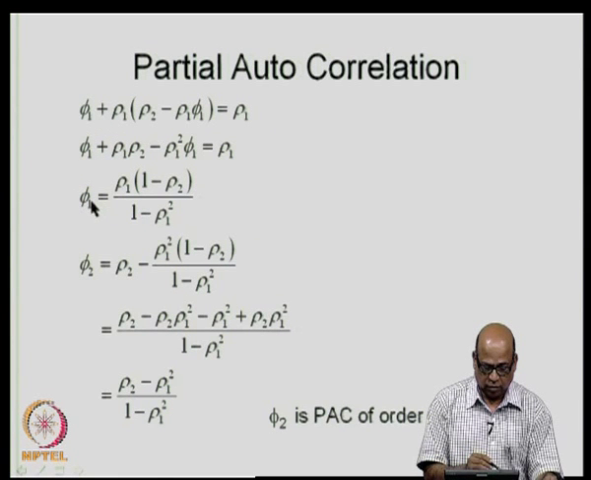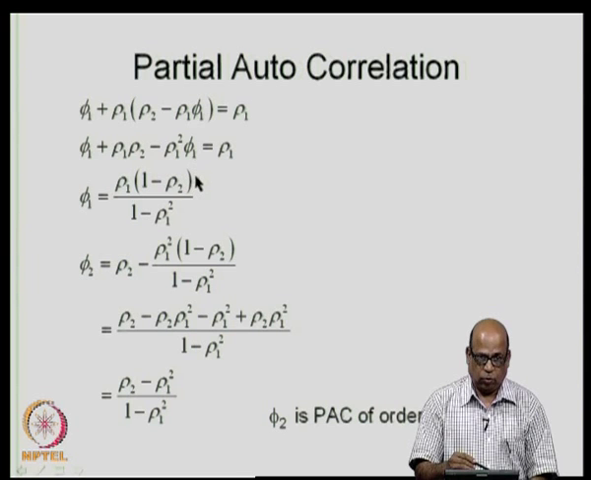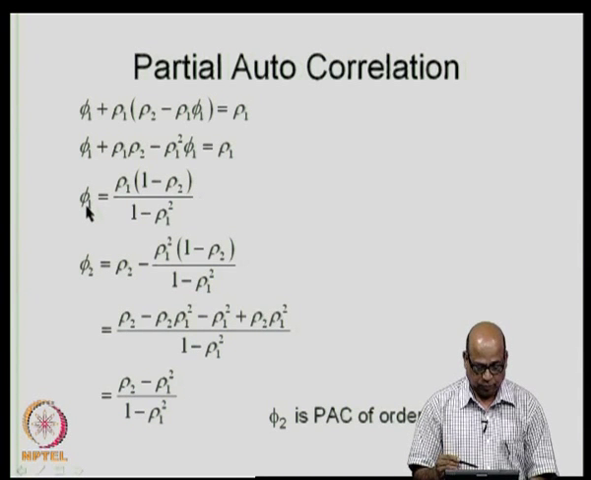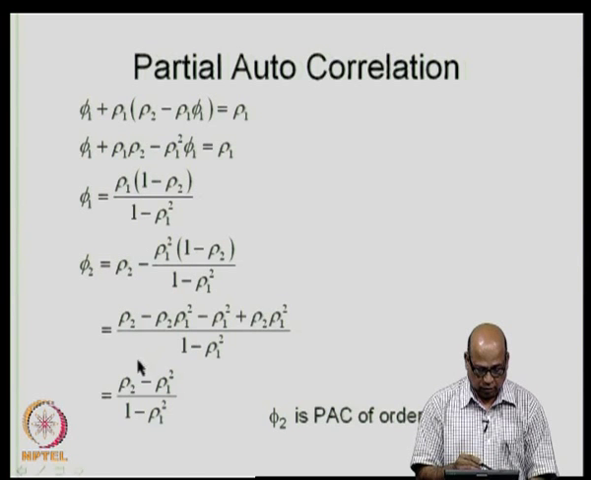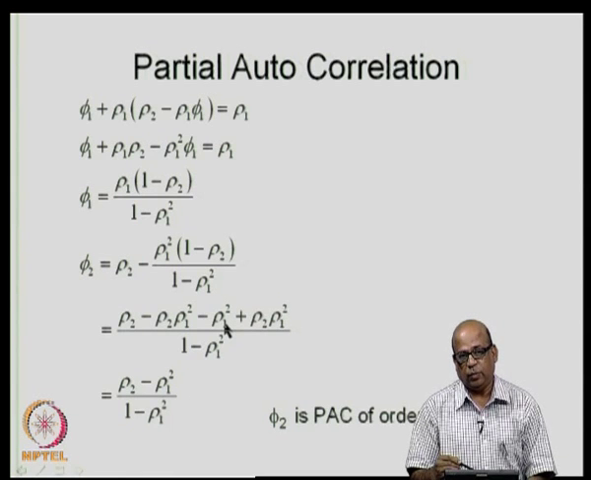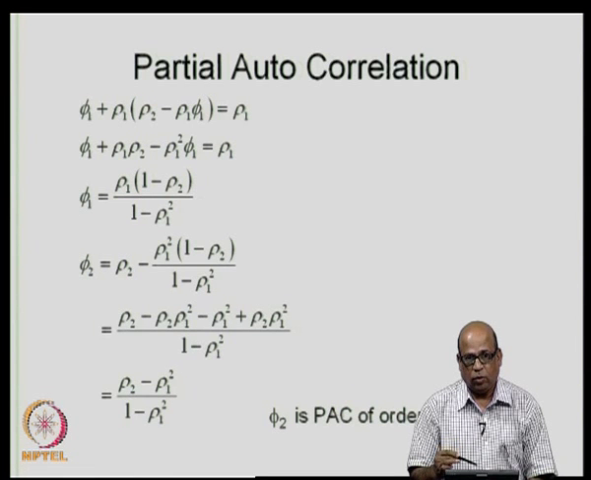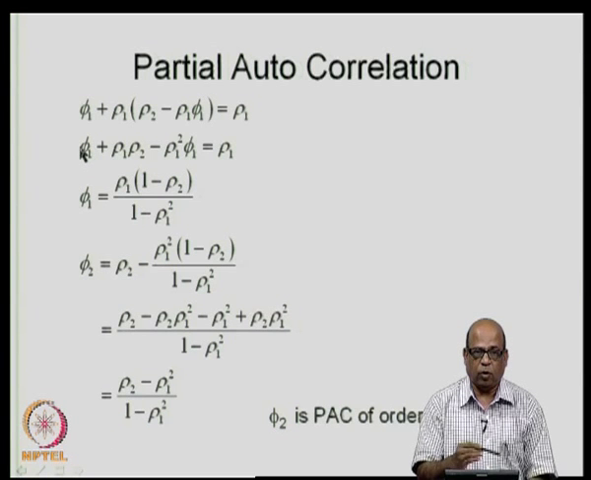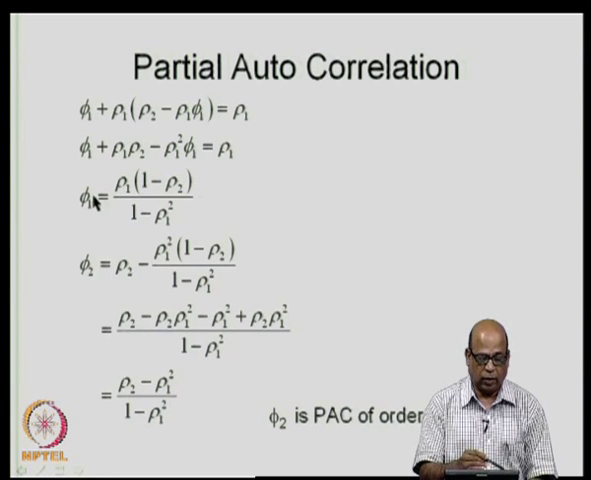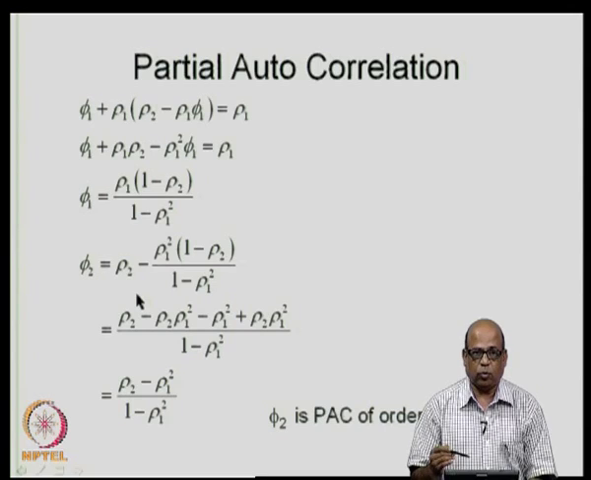So, by simplification you will get phi 1 is equal to rho 1 into 1 minus rho 2, divided by 1 minus rho 1 square. Rho 1 and rho 2 are known from the data. So, straight away you get phi 1. Similarly, you will get phi 2 as rho 2 minus rho 1 square, divided by 1 minus rho 1 square. This is a simple algebraic simplification. I repeat again, you are solving the second order Yule-Walker equation to get phi 1 and phi 2. The phi 2 that you get is the partial autocorrelation of order 2.